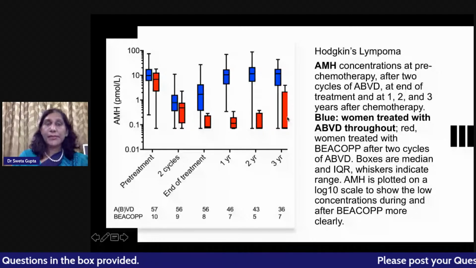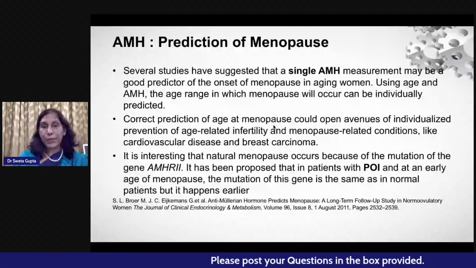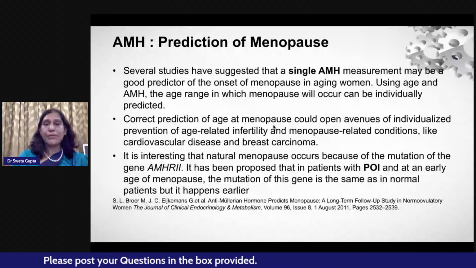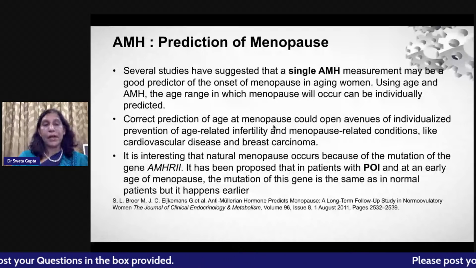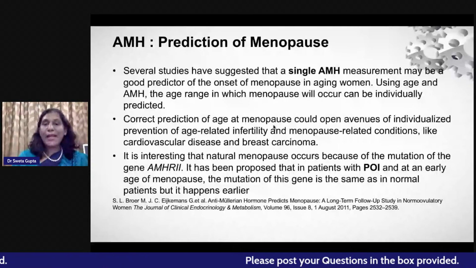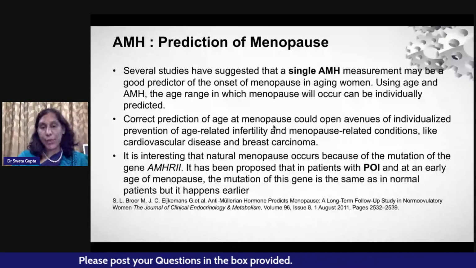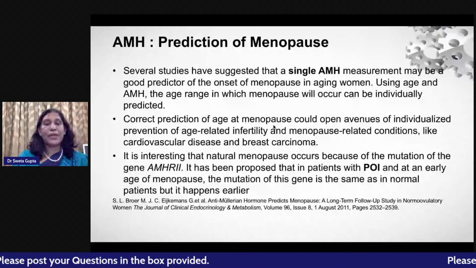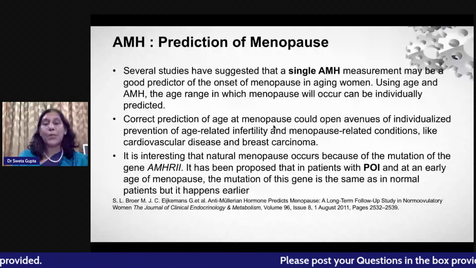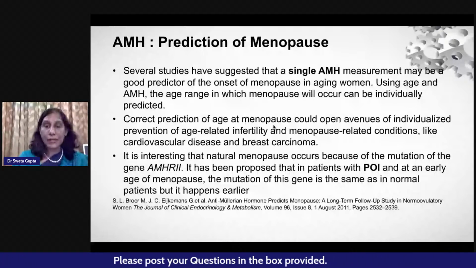Another use of AMH which we have been talking about is the prediction of menopause. Can a single AMH measurement be used as a good predictor of the onset of menopause in aging women? If it can give the correct prediction of age at menopause, it could open avenues of individualized prevention of age-related infertility and menopause-related conditions like cardiovascular disease and breast carcinoma.